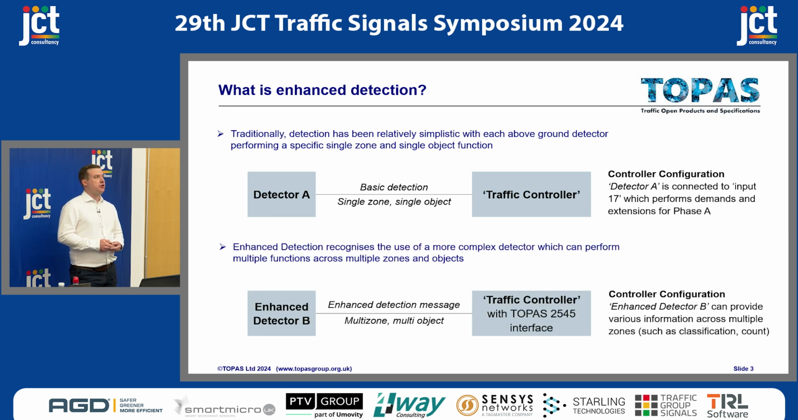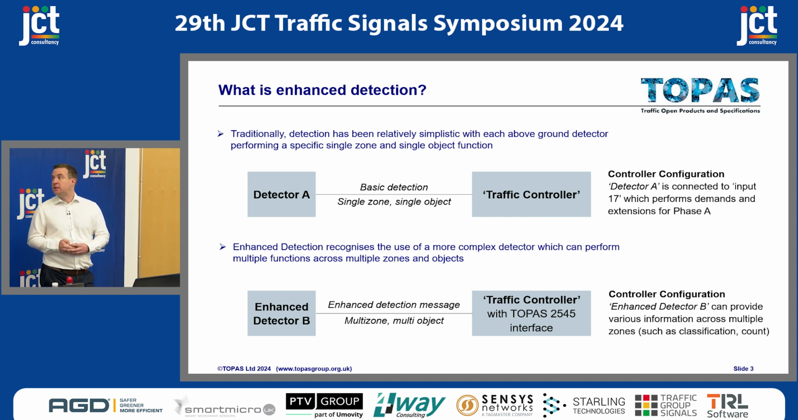What we're now seeing is the introduction of multi-zone, multi-object detection, and the ability of the detector to send quite a complex message back to the controller, whether or not that's connected to the controller or an outstation or another piece of hardware. And it can send messages for various different things, whether it's detecting multiple vehicles or multiple types of classification of vehicles as well. So that's what we really mean. That's the distinction between enhanced detection and normal detection.